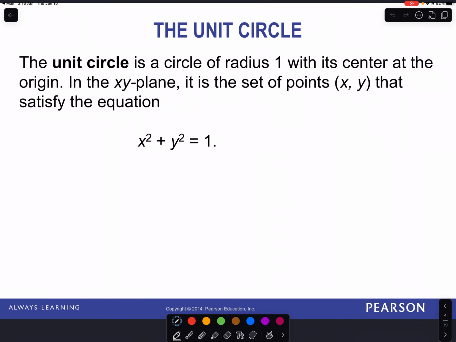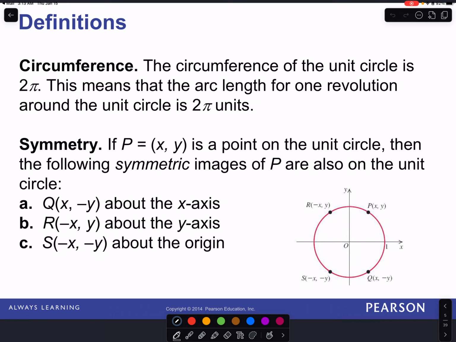So let's take a look at the unit circle. The unit circle is a circle of radius 1 with its center at the origin in the xy plane. It is the set of points x, y that satisfy the equation x squared plus y squared equals 1. So the circumference of the unit circle is 2 pi. This means that the arc length for one revolution around the unit circle is 2 pi units.